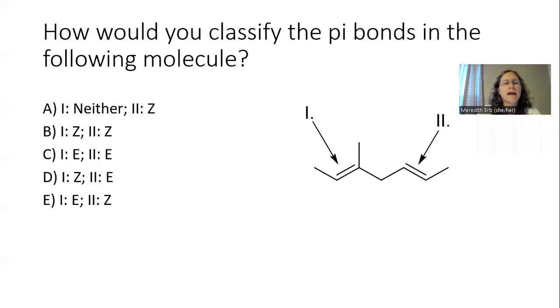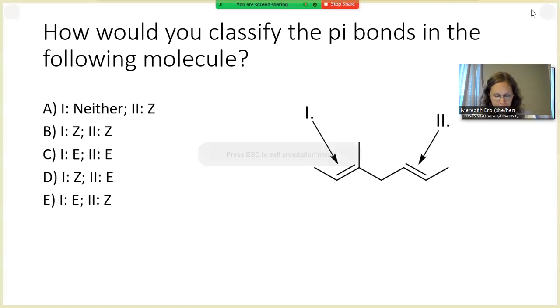This practice problem asks, how would you classify the pi bonds in the following molecule? And if we look at our answer choices real fast, most of our answer choices are either E or Z. So we're going to use the Cahn-Ingold-Prelog rules in order to assign E and Z to each of the pi bonds. So let's start with the first one.